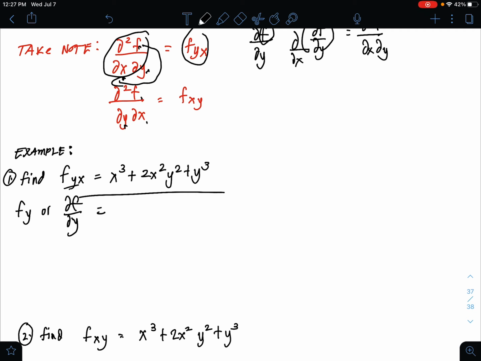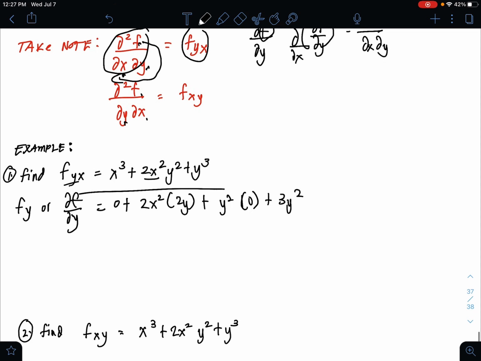Treat x cubed as constant, so 0 plus u, so ito x as constant, u dv plus v du. Tapos 3y squared. Okay? Then our answer for that one is 4x squared y plus 3y squared. Now let's derive this one with respect to x. Okay? So with respect to x na ta, so d squared f over dx dy or fyx.